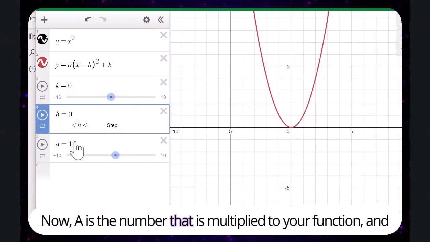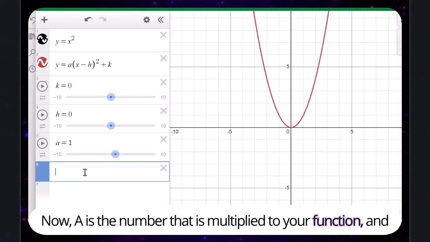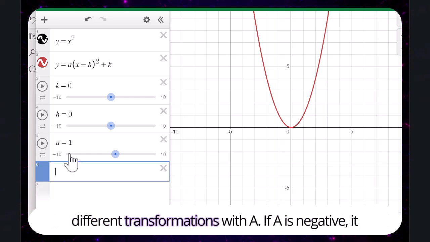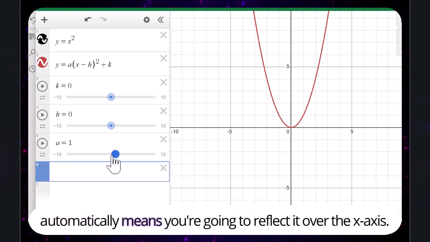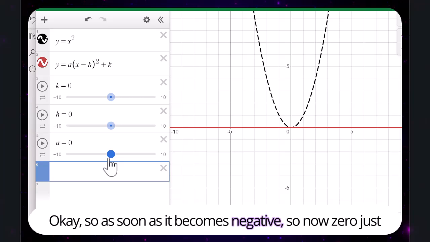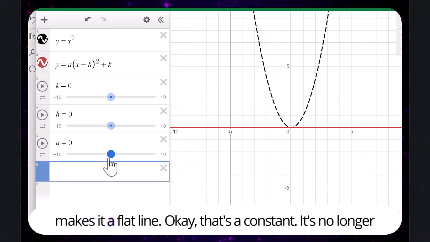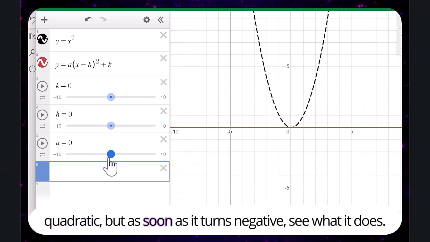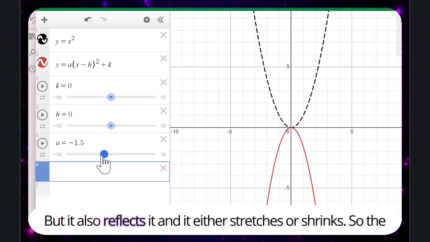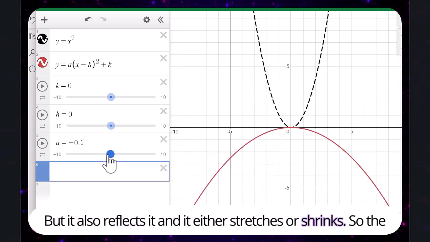Now A is the number that is multiplied to your function, and it's a little bit more complicated because you can have two different transformations with A. If A is negative, it automatically means you're going to reflect it over the x-axis. As soon as it becomes negative, see now 0 just makes it a flat line. That's a constant, it's no longer quadratic. But as soon as it turns negative, see what it does? It also reflects it, and it either stretches or shrinks.